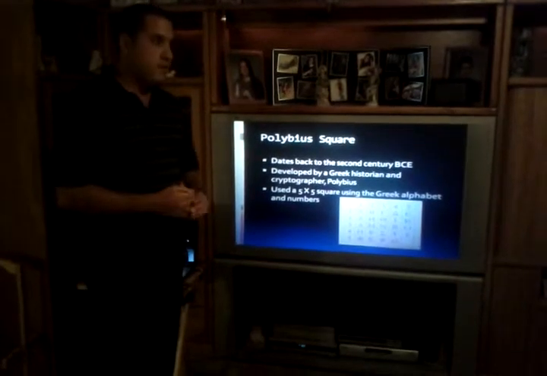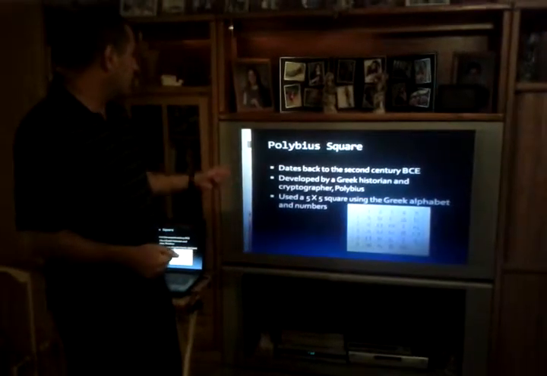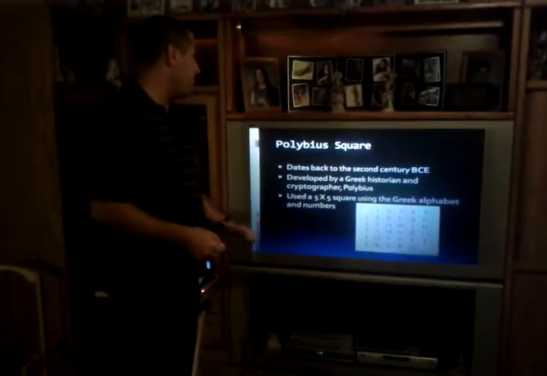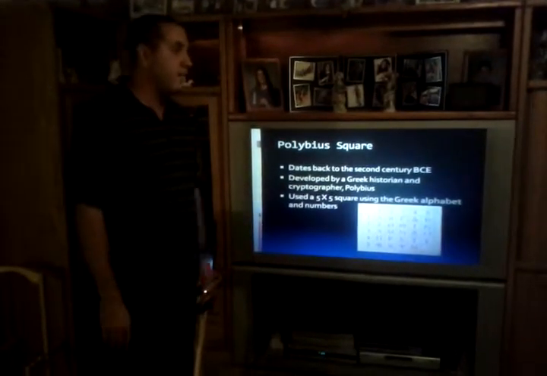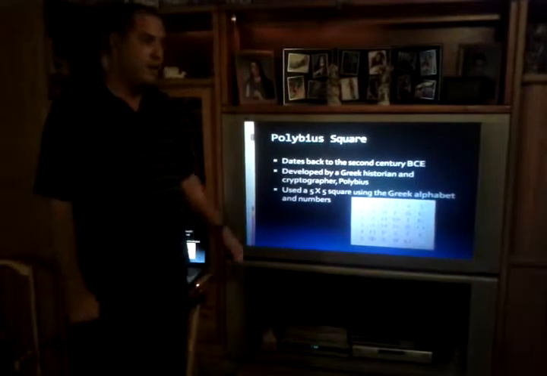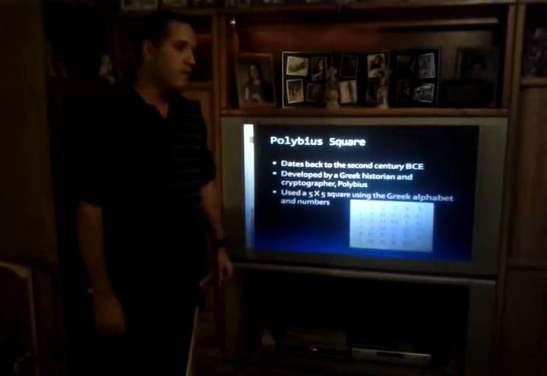There's another method that was developed by a Greek historian named Polybius, the Polybius square, like you see at the bottom of the screen. It dates back to the 2nd century BC, and right there he used a 5 by 5 square.